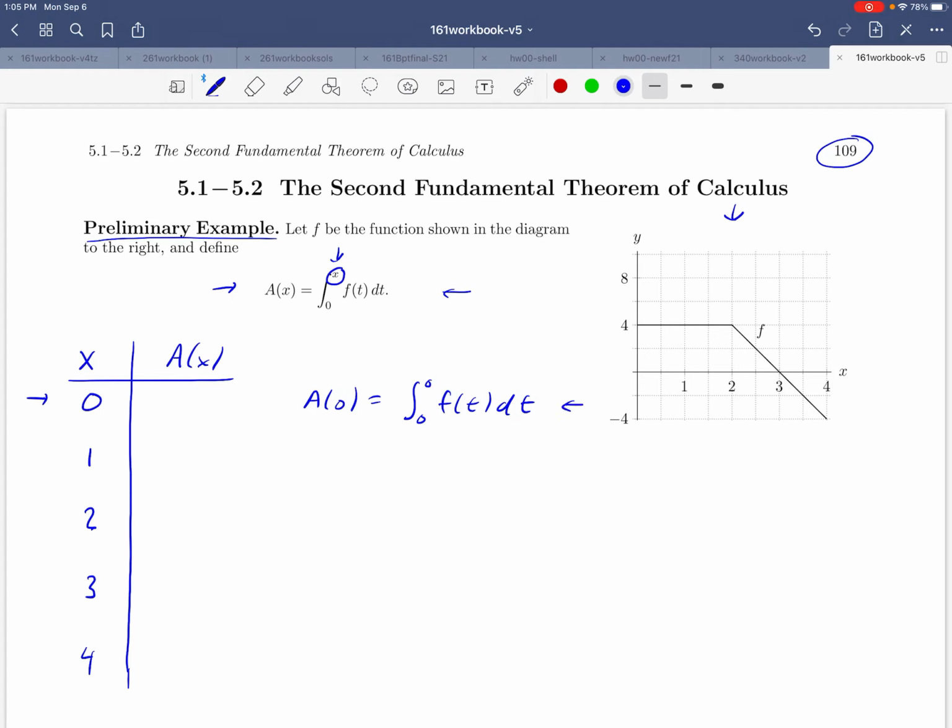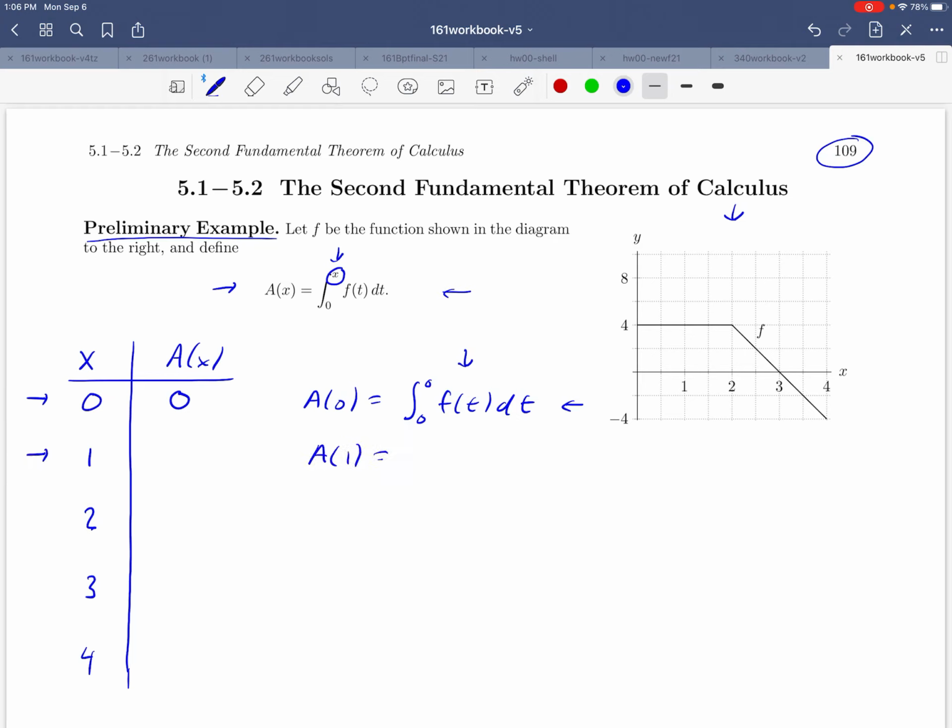If you think back to what we talked about with integrals, integrals really represent areas. To get a number for this integral, we just need to ask ourselves how much area is under the curve f of t from 0 to 0. Since we start and stop at the same point, there's no area under the curve, and so we get 0 for this integral. Now we're ready to move on to x equals 1.